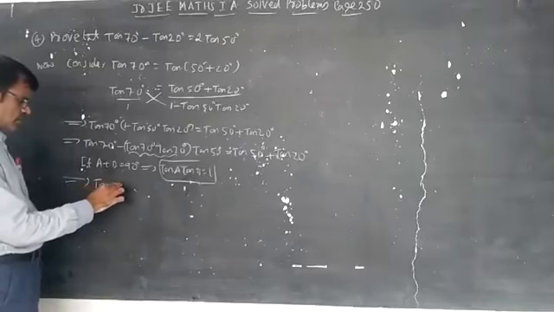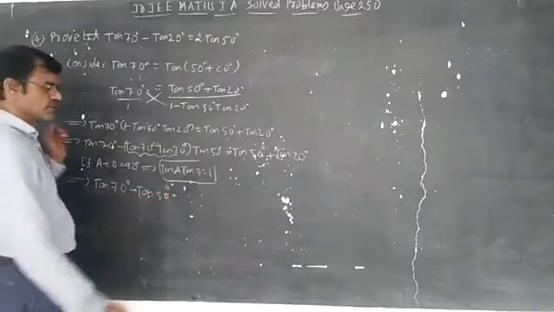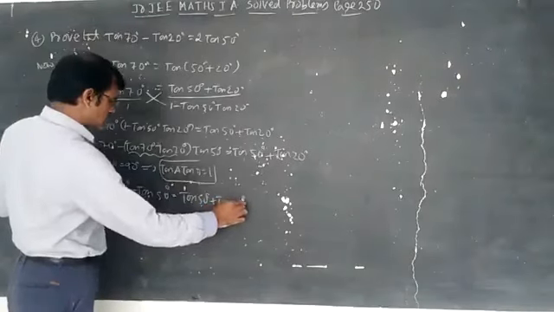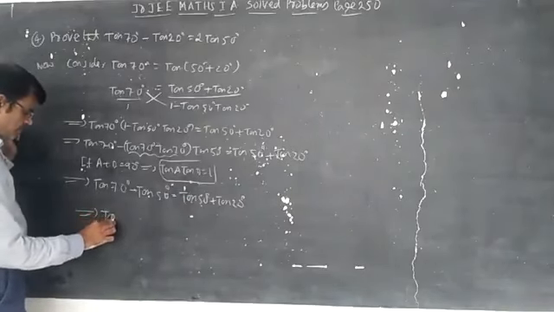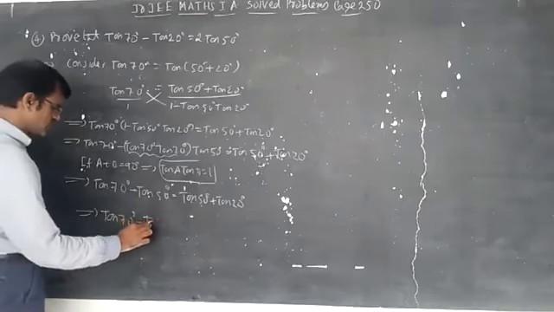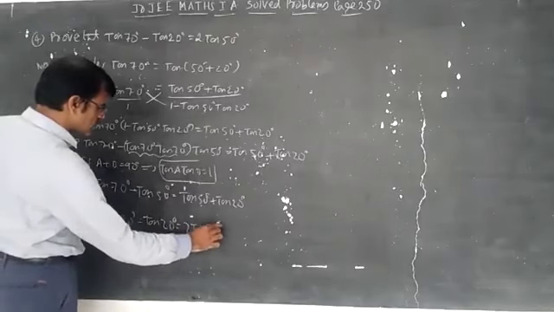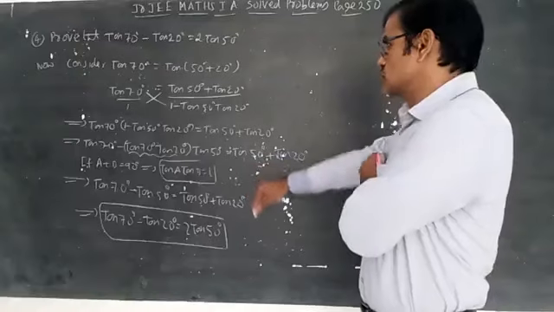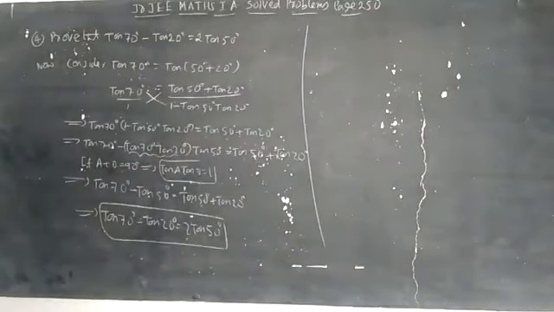Now you can write this one: tan 70 minus tan 50 is equal to tan 50 plus tan 20. Taking tan 50 to the right side and tan 20 to the left side, you can write tan 70 degrees minus tan 20 degrees is equal to 2 tan 50 degrees. So it depends upon tan of A plus B. Consider the sum. This is an important question in 2 marks and objective also.